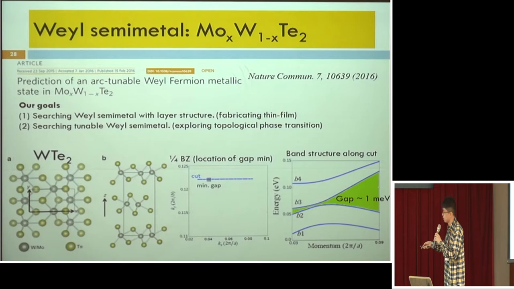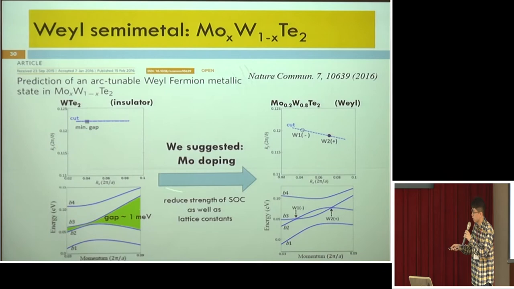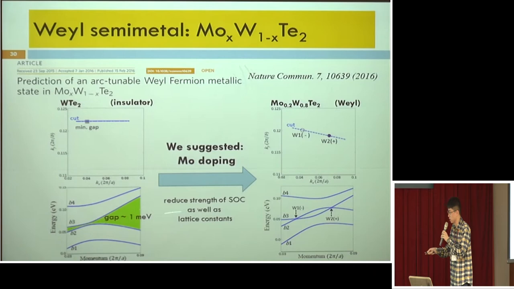in tungsten ditelluride. After our systematic study, we found that if we can artificially reduce the spin-orbit coupling or the lattice constant, we can let the B2 and B3 bands cross to get the Weyl phase. But the spin-orbit coupling is a native quantity in nature, so how do we reduce it in experiments? Our solution is molybdenum doping. We found molybdenum doping can reduce the spin-orbit coupling as well as the lattice constant. So this is our bulk calculation in this doping system. These two points are the Weyl points, and you can see a linear dispersion here.